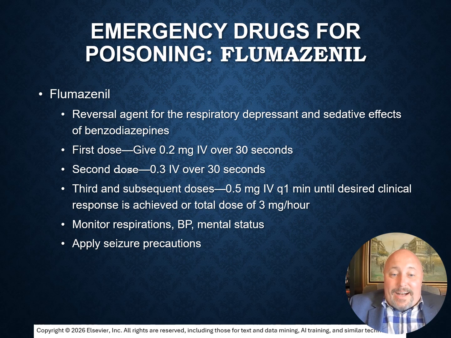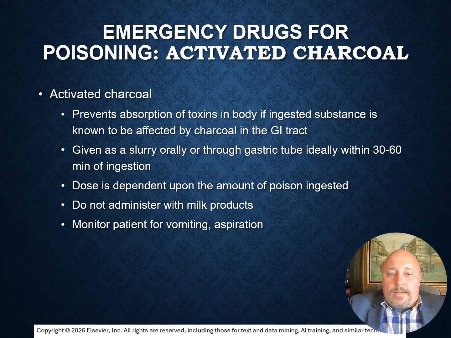Flumazenil, Romazicon. This is the reversal agent for benzodiazepines. In the case of toxins, we may use activated charcoal. This prevents the absorption of toxins in the body if that substance is known to be affected by charcoal. It can be given as a slurry or through a gastric tube, ideally within 30 to 60 minutes of ingestion.